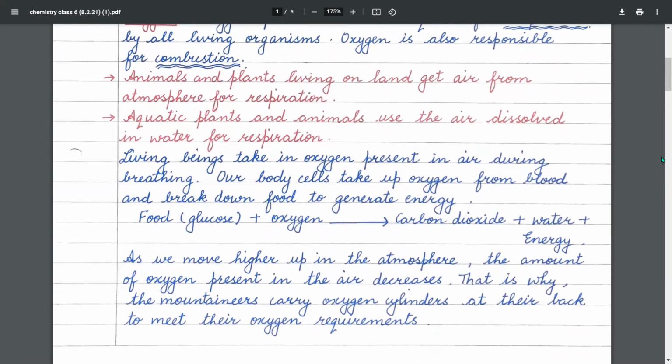Children, as we move higher up in the atmosphere, the amount of oxygen present in the air decreases. That is why the mountaineers carry oxygen cylinders at their back to meet their oxygen requirements.